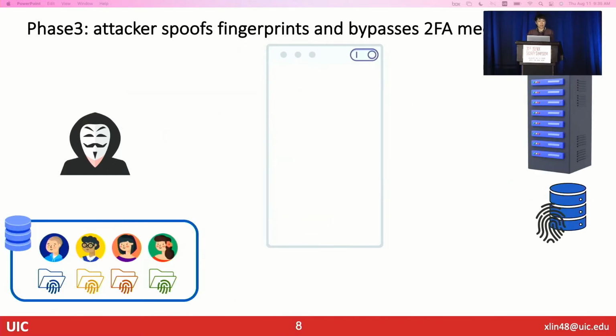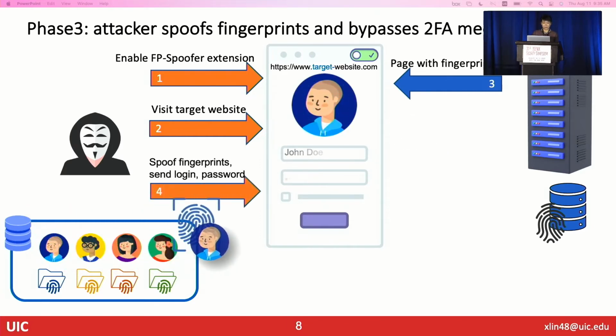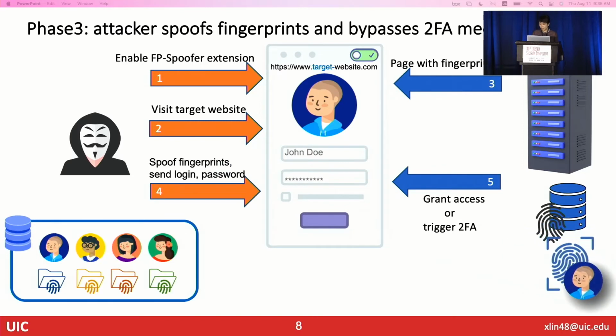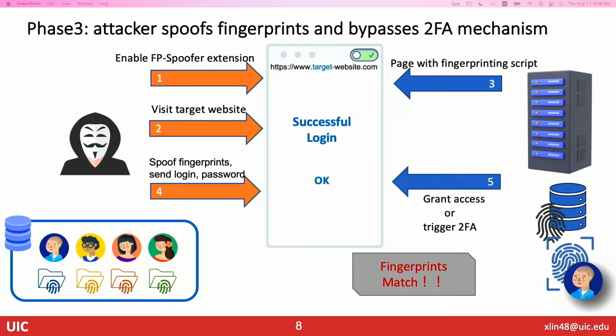So in the last phase, the attacker is ready to perform the attack on the target website. The attacker first enables the fingerprint spoofer extension. When the website tries to collect the attacker's fingerprints, the extension replaces them with the user's fingerprints, and it tricks the website into thinking that this login is from the legitimate user. The attacker successfully bypasses 2FA and logs into the user account.